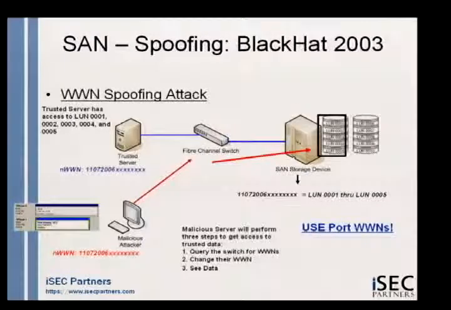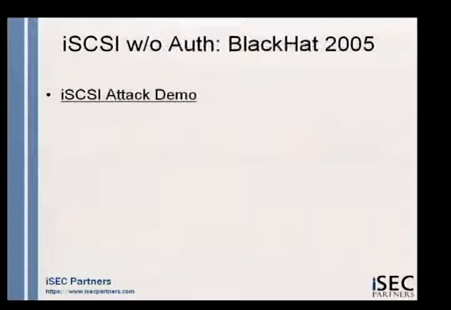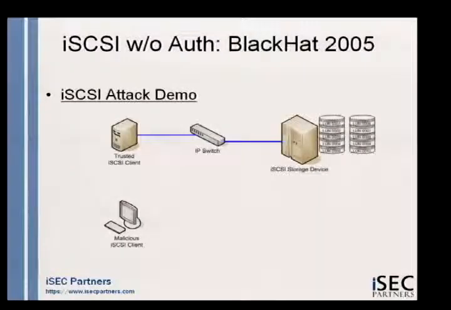The solution to prevent that attack is to use port worldwide names. The second attack is from iSCSI. With Fiber Channel, one of the old arguments was, well, you have to have access to the Fiber Channel SAN. That is very, very true. There are multiple ways to do that. Again, that's a different talk.